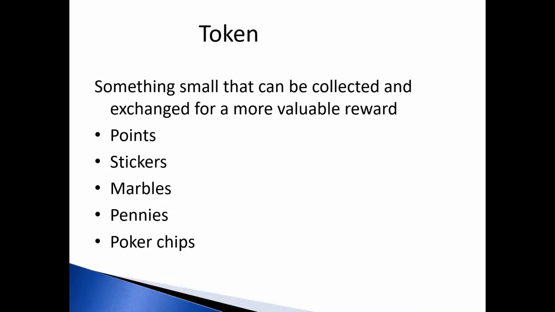Some people really like using token reinforcers, and a lot of children really respond to this. So this is something small that can be collected and exchanged for a more valuable reward. So for example, using points, so earning a certain amount of points, and then when you get a certain amount of points, you can exchange the points for a more tangible reward or activity. Using stickers, so think of using a sticker chart. Every time your child uses the potty, they get a sticker, and then when they get 5 stickers, they can have their favorite dessert.